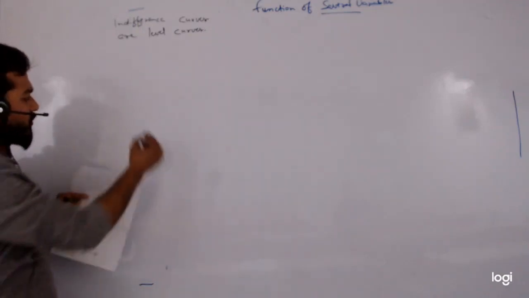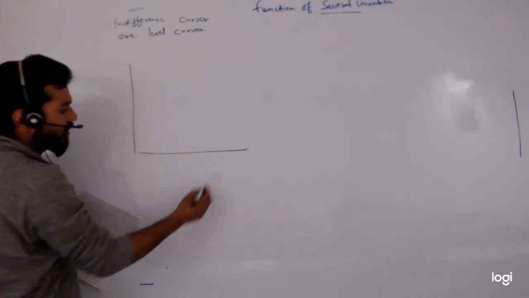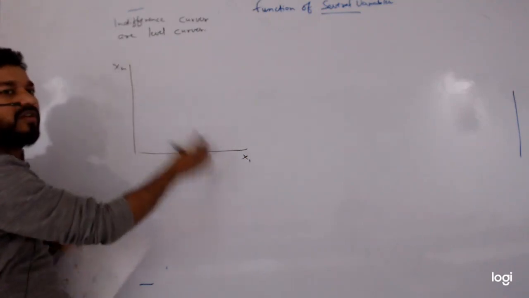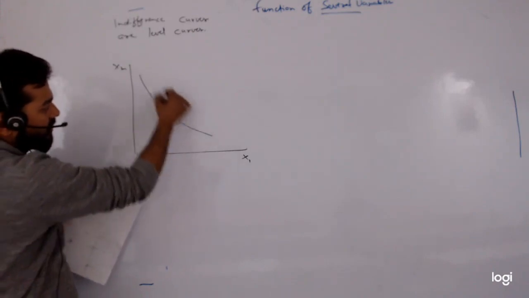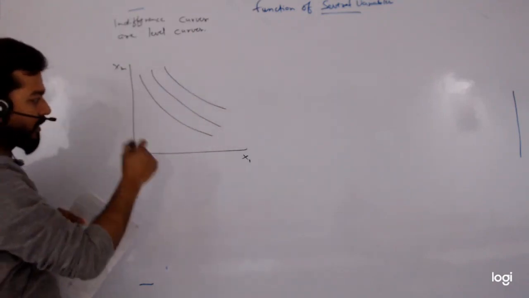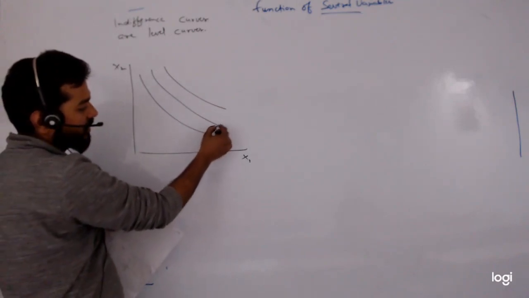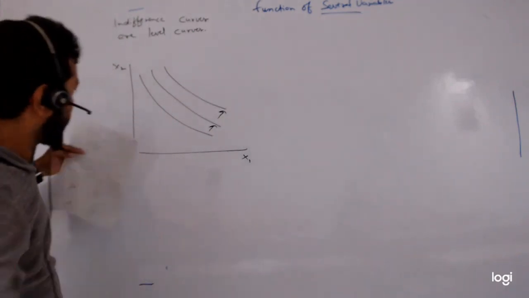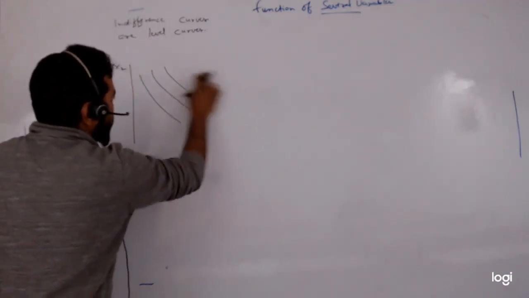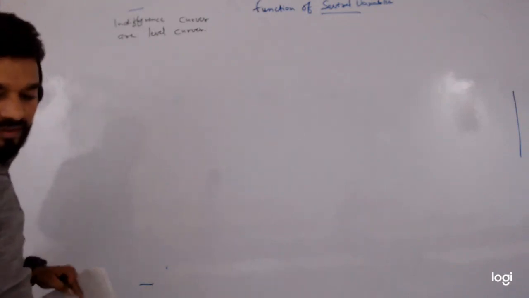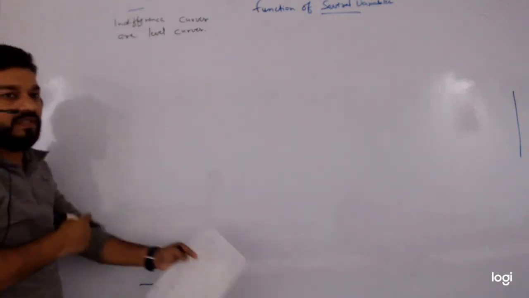Okay, what were you told? You have good x1 here, x2 here, or x and y here, and you have the level of utility constant along the indifference curve, and if they are both goods, then utility increases in this direction. Okay, now after this class, you should know exactly what this means.